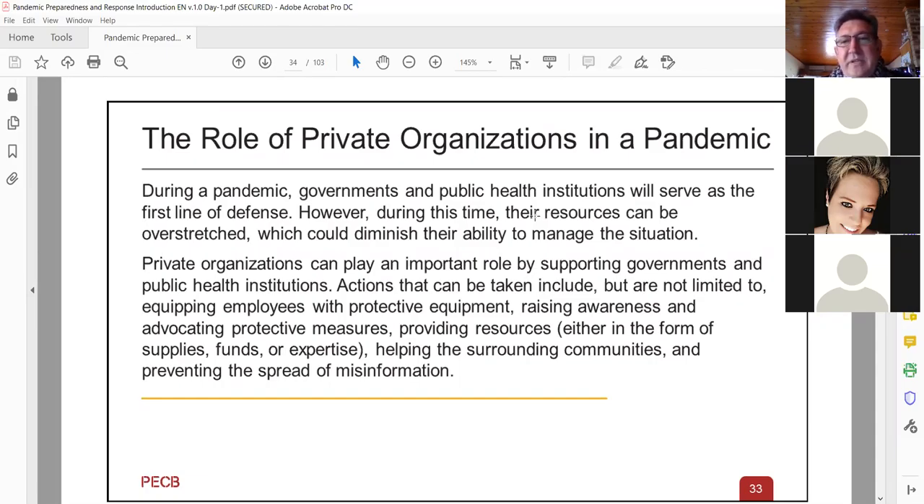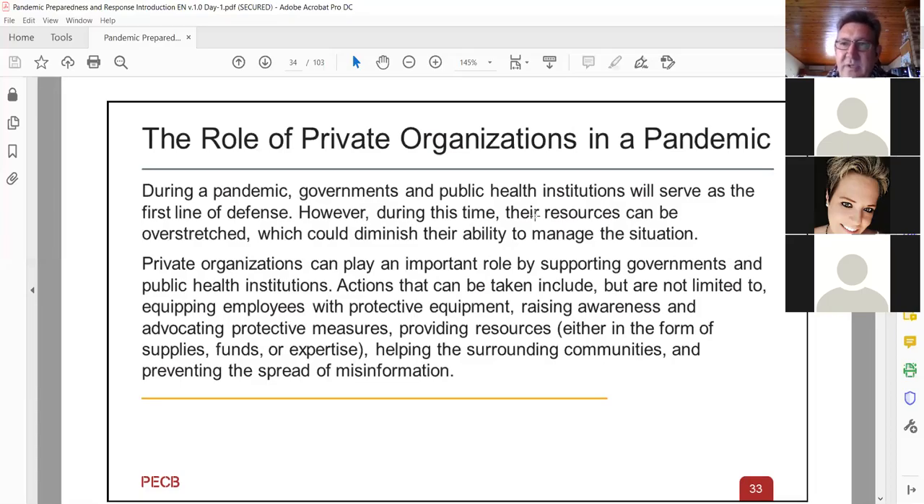So the role of private organizations in a pandemic. During a pandemic, governments and public health institutions will serve as the first line of defense. And I think we have seen that. The first line of defense are the people working in hospitals, the police, the firefighters. We've seen all the emergency services are the first line of defense. But the second line, I don't want to contradict myself, is the mobilization of the communities, because communities and nonprofits have a huge role to fulfill in your environments.